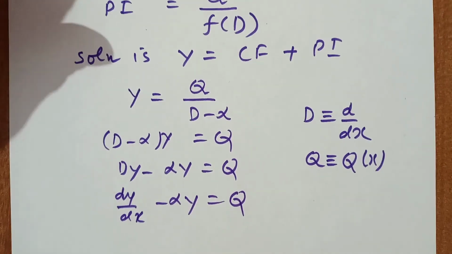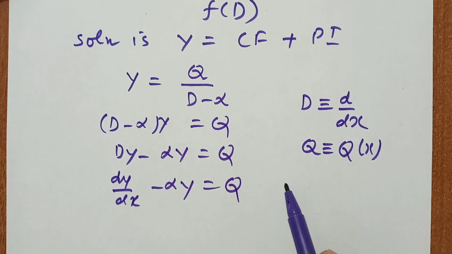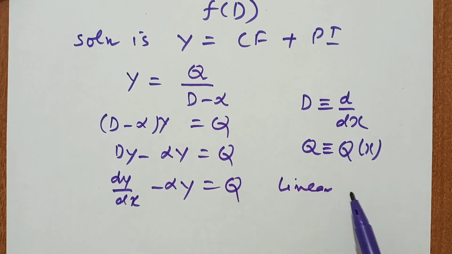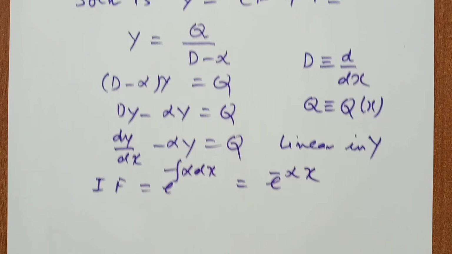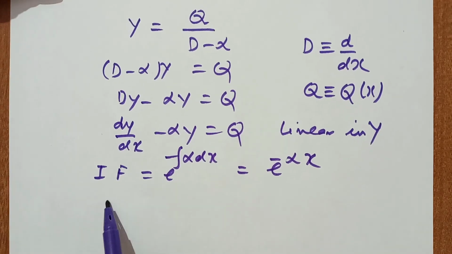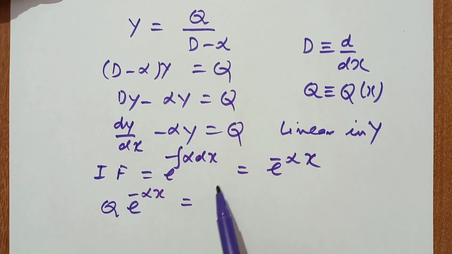So this is a linear differential equation, linear in y. So the integrating factor is e to the power integral of p dx, so minus alpha dx, which means e to the power minus alpha x. And what is the solution? The solution is y times the integrating factor e to the power minus alpha x is equal to the integral of q times the integrating factor.